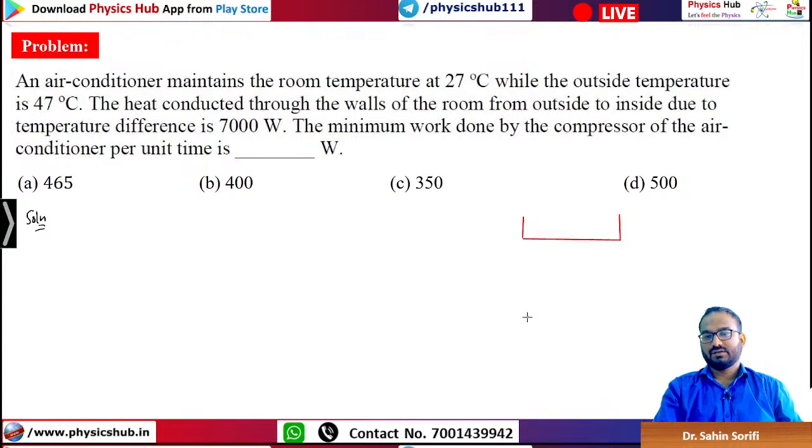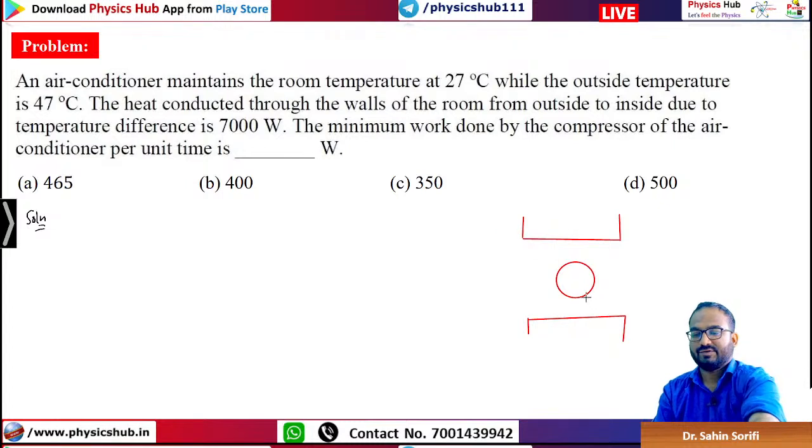Are you able to get it or not? These things are very simple.